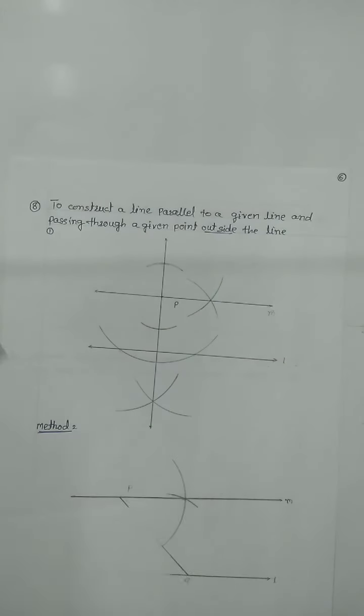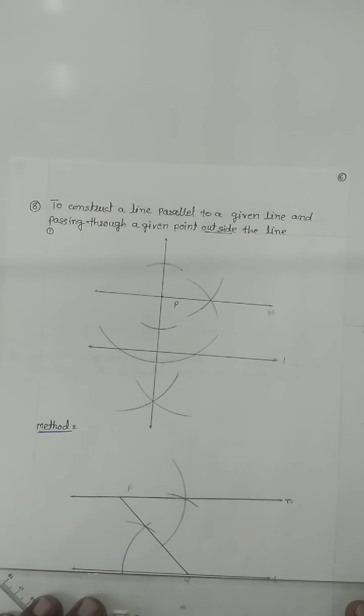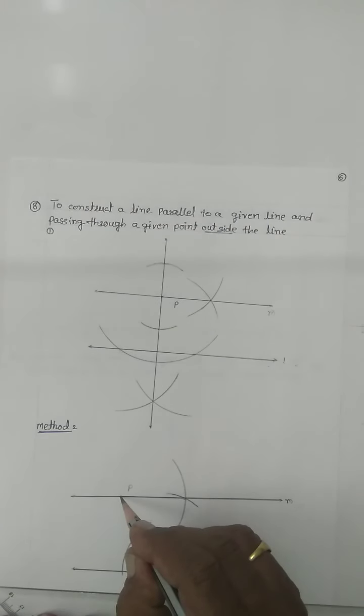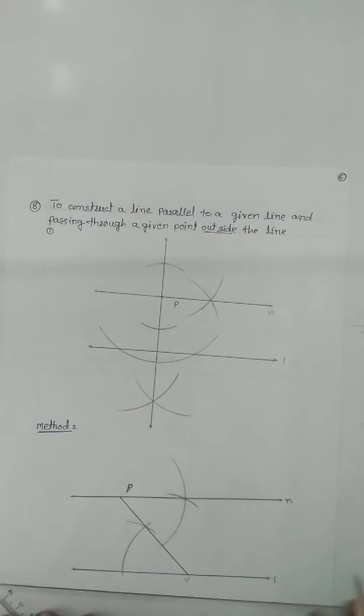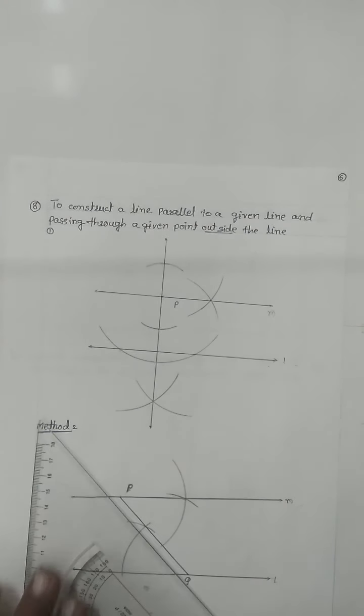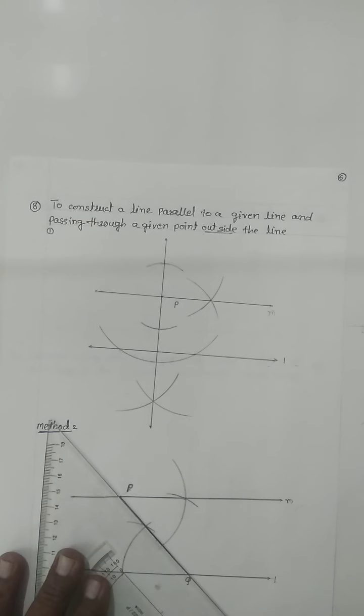Then the second method is like this. Draw the first line L, which is the given. Then take a point outside the line L. We take a point P outside the line L, and we take a point Q on this line L and join these 2 points in this way.